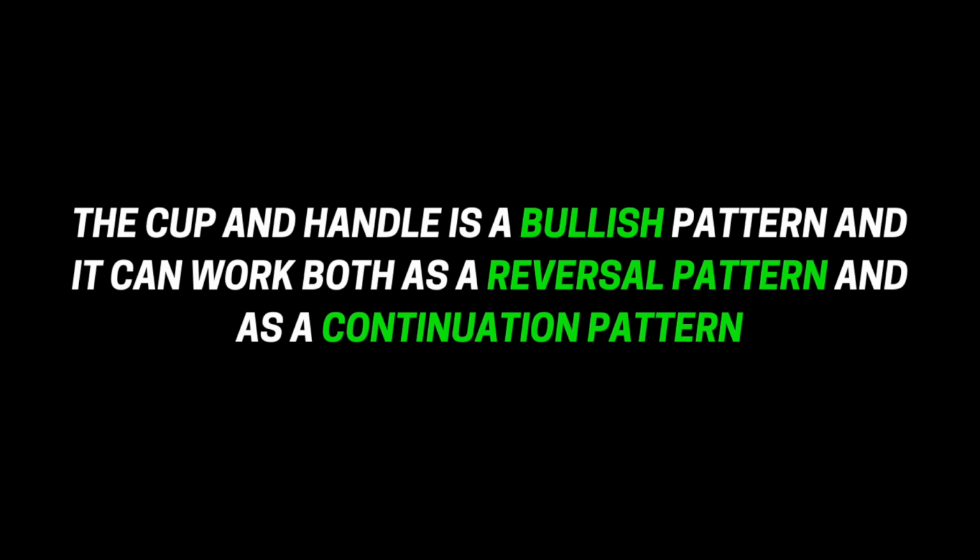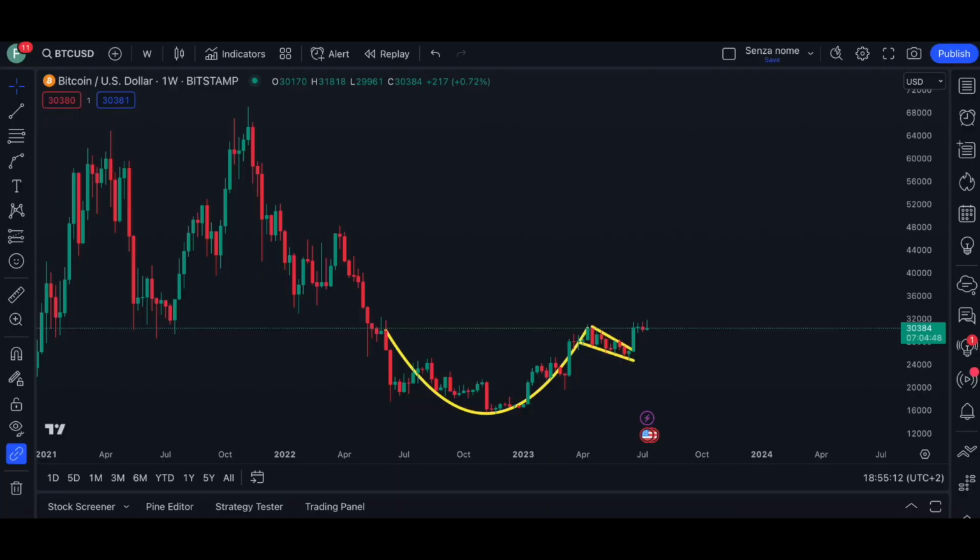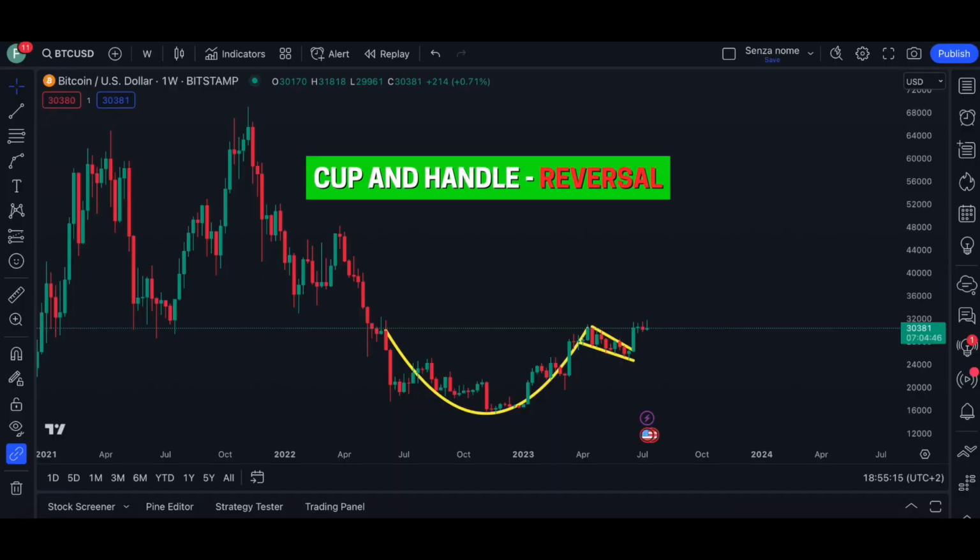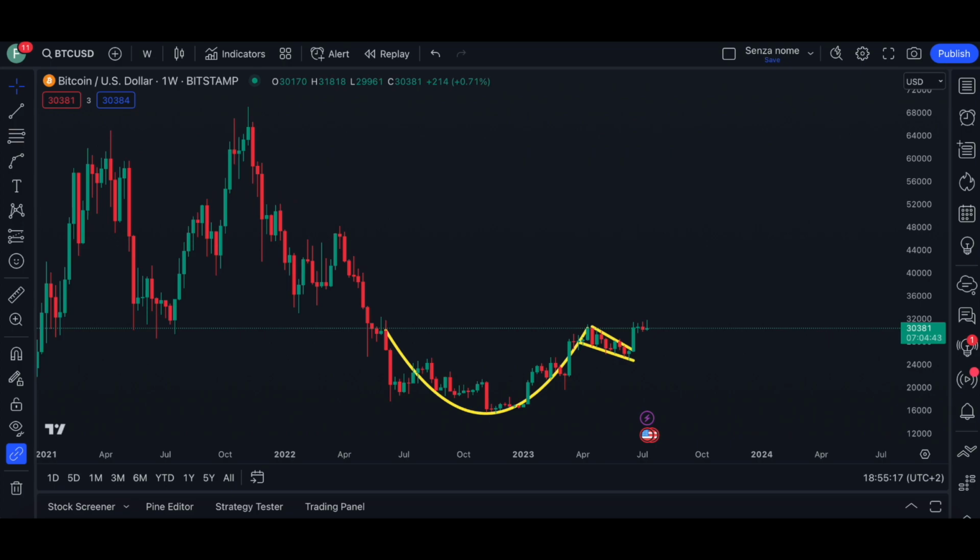The cup and handle is a bullish pattern and it can work both as a reversal pattern and as a continuation pattern. Let's check some examples. This is a cup and handle reversal pattern on the Bitcoin price chart, which signals a reversal from a huge 1-year long downtrend to a new uptrend.